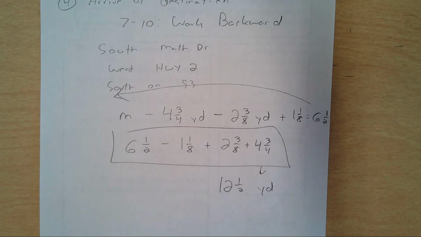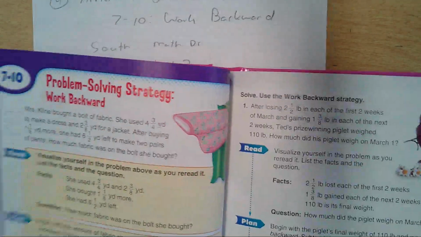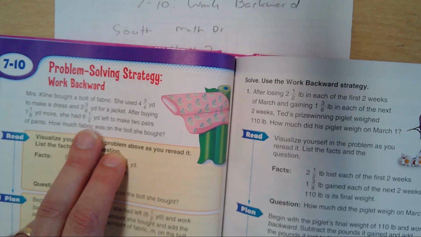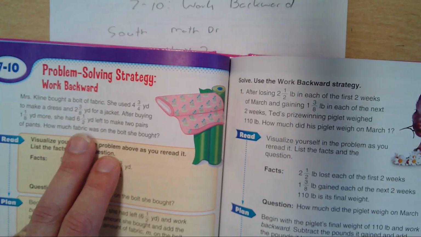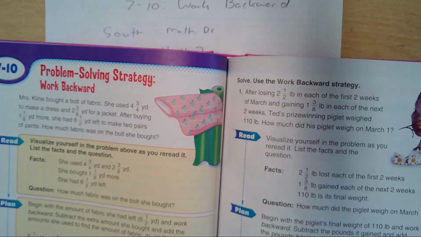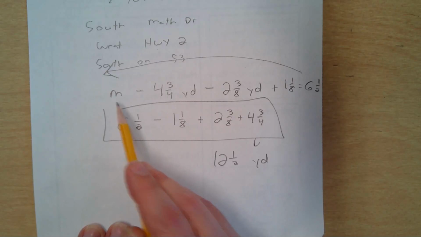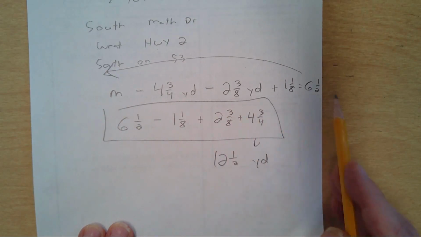I could go back and test it. Okay, now I know she had 12.5 yards. She used this much, she used that much, she bought a little more, and that's how much she has left. Again, I will spare us testing the whole thing out, but just think it through: how much did she have, how much did she use, how much did she buy, how much did she end with?